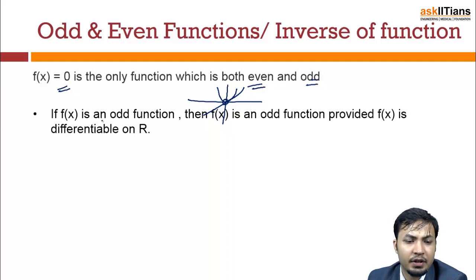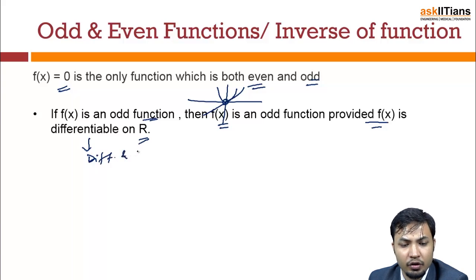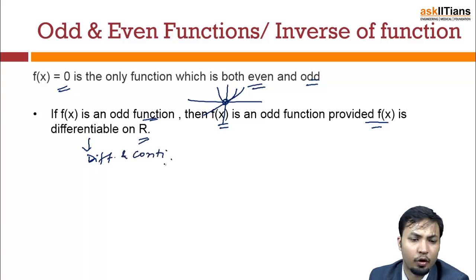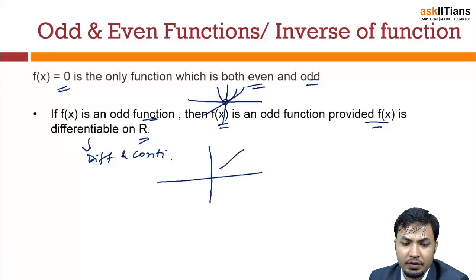Now, a function f of x is an odd function, provided it is differentiable on R. For this case, we will have to study differentiability and continuity. You will learn more about it in that topic, but this is just a fact that you need to remember. So basically, if my odd function looks something like this, then it has to be differentiable, that is, it has a gradient, which in most cases it does.